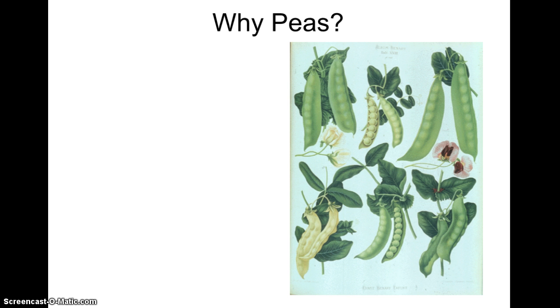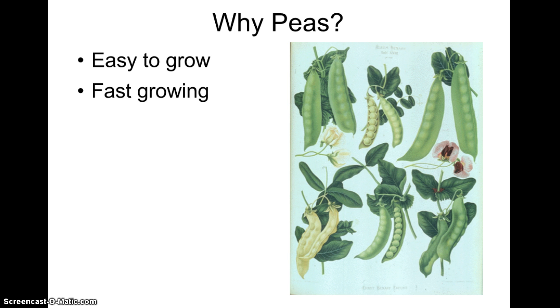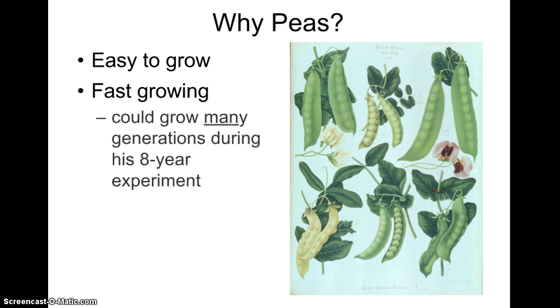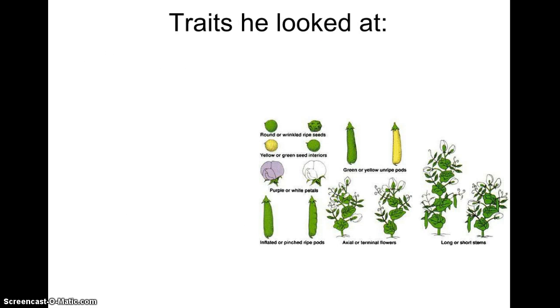And you might be wondering, why did he choose peas? Well, first and foremost, they're pretty easy to grow. And they're fast growing. I don't know if any of you ever did little pea experiments as a kid, but they grow fast. And he could grow a lot of generations in the 8 years that he was carrying out this study. They also self-fertilize, so you don't need a lot of plants. You can have them cross with each other, and they don't need a mate.